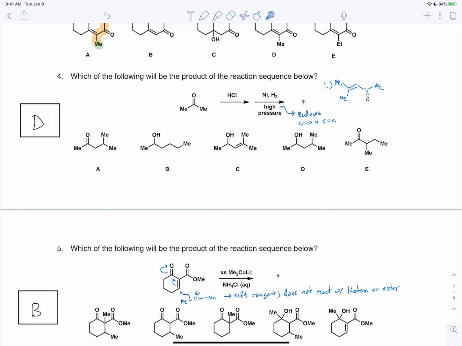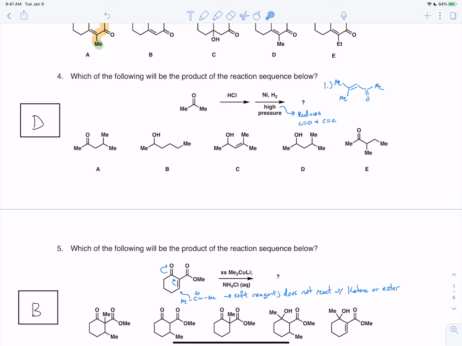Then we have the nickel hydrogenation under high pressure. These were the new set of hydrogenation conditions that can reduce both double bonds and carbon-oxygen double bonds. So we'd expect this double bond to be turned into an alkane and this ketone to a secondary alcohol. And we see that option D is our answer there.